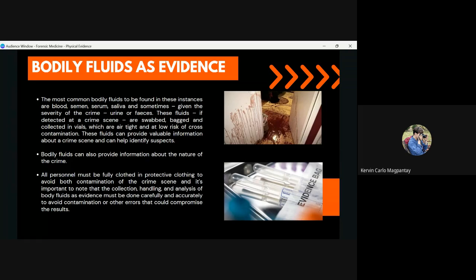Sinabi nga din kanina ni Ms. Avellana na ang ating bodily fluid ay galing siyempre sa atin. And dahil galing siya sa atin, nagagamit siya as evidence. And the most commonly used body fluid is blood.